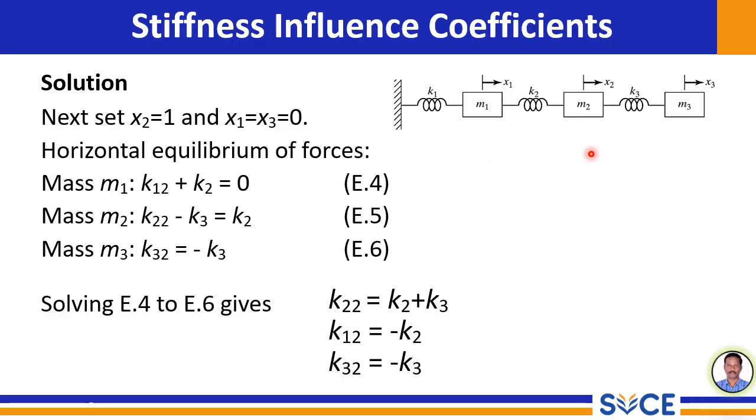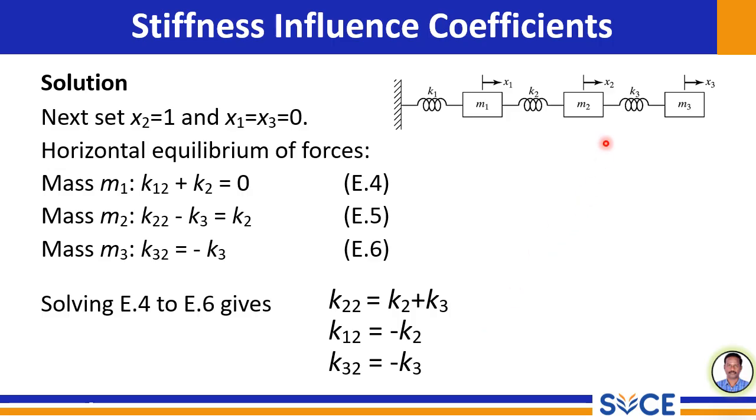Unit displacement at mass 2. This is the second step, keeping x1 and x3 equal to 0. For mass 1, the first spring is neither stretched nor compressed. The second spring is compressed by 1 since there is a force K2 to the right. Therefore, an external force of minus K2 is required at mass 1. This gives us K12 equal to minus K2.